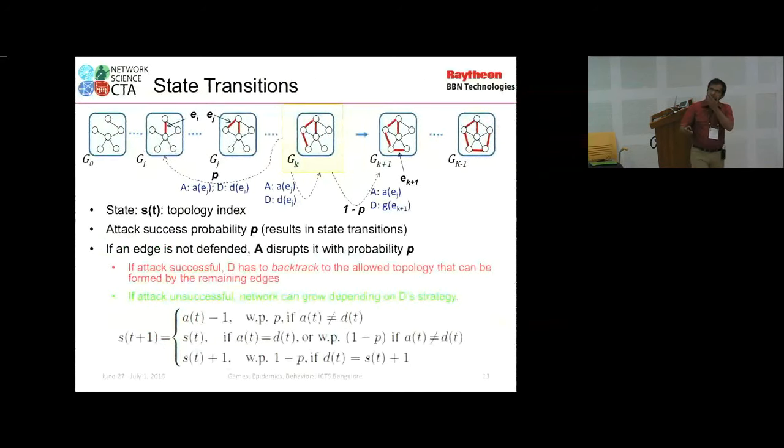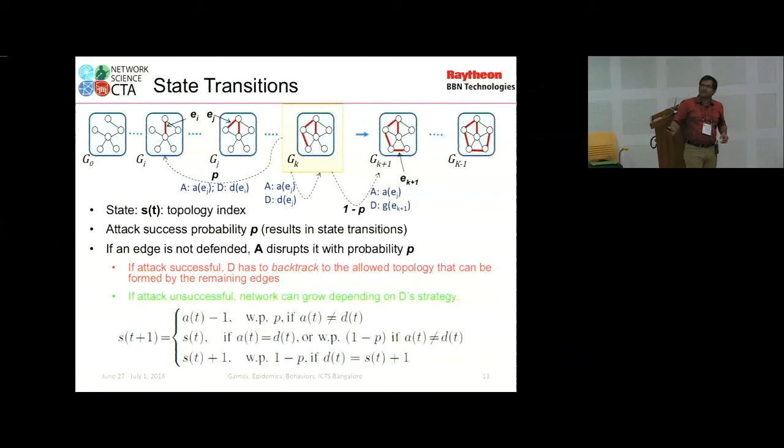Now, the only twist is that there's a probability parameter now. So if the attacker attacks link J, and the designer defends link I, which appeared before link J, and you are in state K, then with probability P, if the attack is successful, so P is the attack success probability, you would actually fall back, even though the attacker is attacking link J, because if you delete link J, it will become policy non-compliant. So you'll have to fall back all the way to the previous topology, which still belongs to that chain that's allowed. Otherwise, you would land up in some other part of the poset, which is not in that chain. And with probability 1 minus P, you will actually stay at this current state.